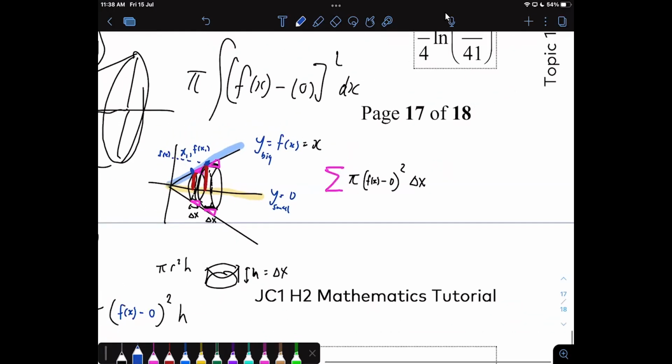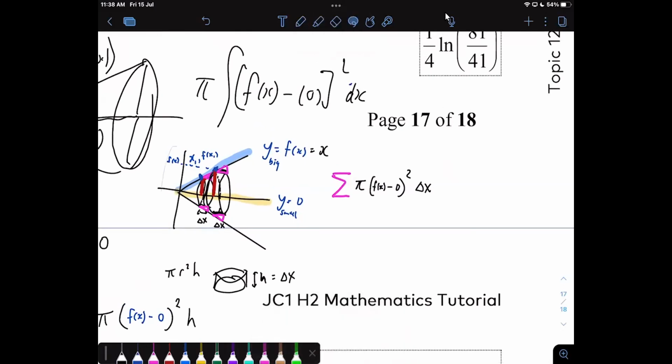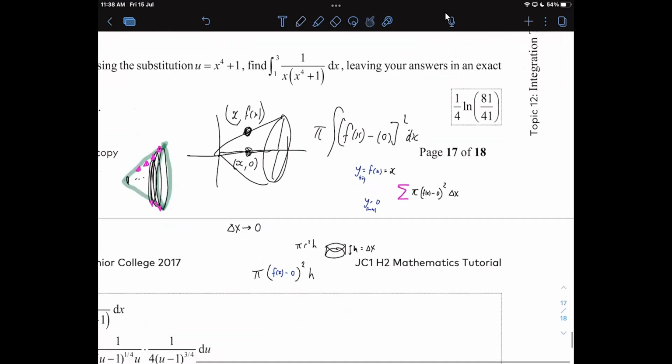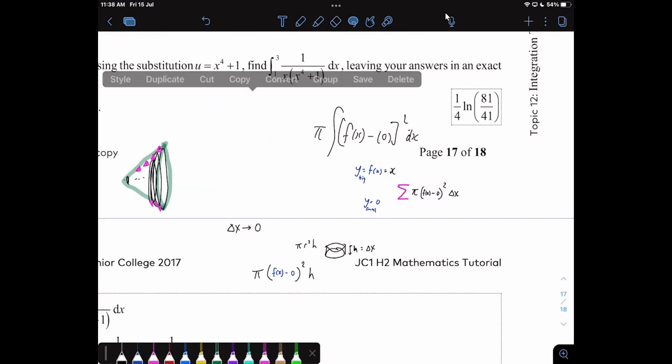Oh, my diagram is very bad. Let me try again since I'm already explaining this. Let me draw it nicely. Okay, let me get rid of this ugly diagram. I'm just going to make it look nicer.